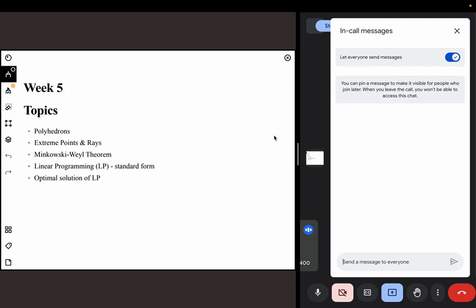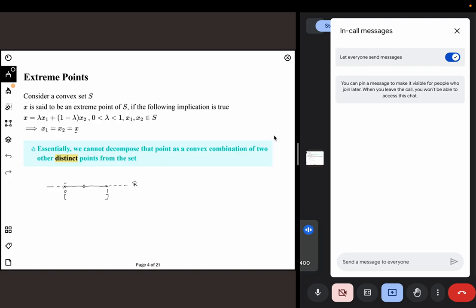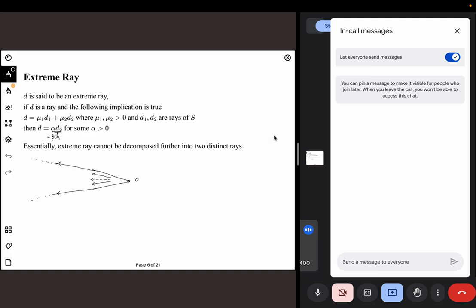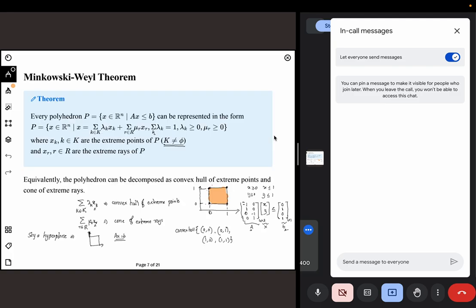The next theorem is the Minkowski-Weyl theorem. So that says basically when you have a polyhedron which is in the form Ax less than or equal to b, you can always decompose it into a convex combination of something like this, where you have x_k, which are your extreme points, and then you have x_r, which are your extreme rays.